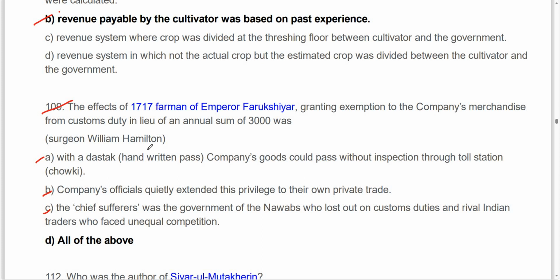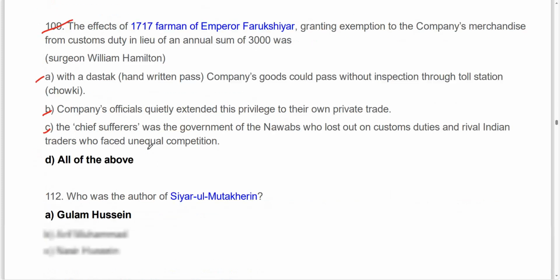So the Farrukhsiyar Farman, what was the effect of it? With the dastak, the handwritten pass, the company's goods could pass without inspection through toll stations, that is chowkis. Company's officials quietly extended this privilege to their personal private trade as well. The chief sufferer was the government of the Nawabs, who lost out on custom duties, and rival Indian traders who faced unequal competition because they have to give the duty. On the other hand, the English East India Company was kind of free. So it was an unequal competition that was going on there.